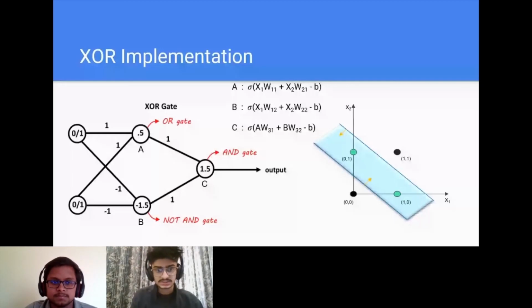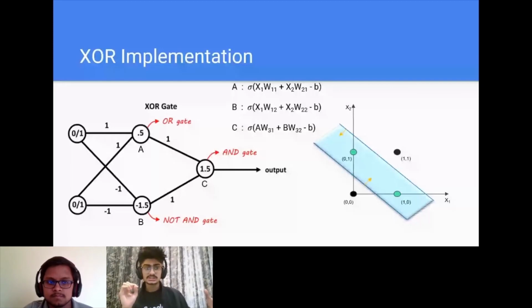And as Aditya just said, each and every neuron, or each and every point, for now we can call it a neuron, just decides a boundary, a decision boundary. And this decision boundary separates two classes, class A and class B. And that way we have implemented an XOR gate.